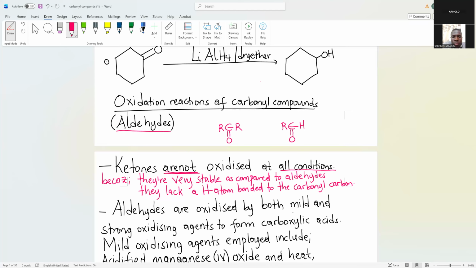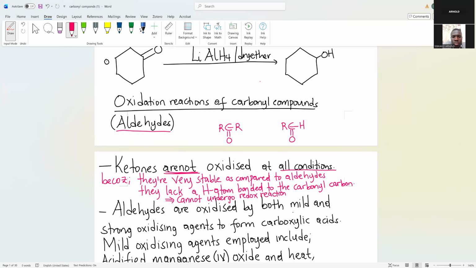Hence, this implies that they cannot undergo redox reactions. I have termed it oxidation, but as we proceed, you are going to see that this is reduction and oxidation. We are going to see that the carbonyl compound is oxidized as it reduces the oxidizing agent.